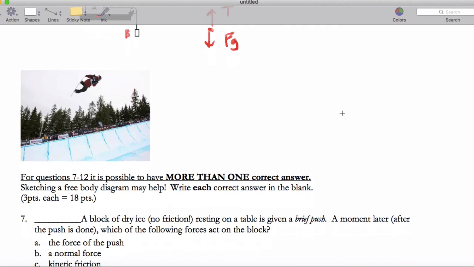All right, so I don't know why that skier is there. It's weird, okay? Just a little typo.